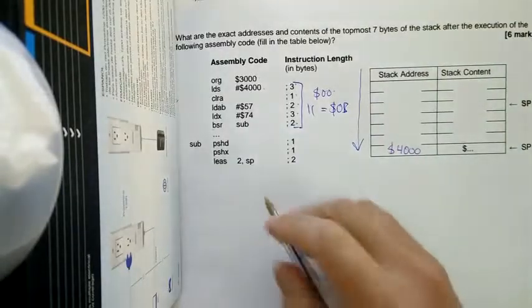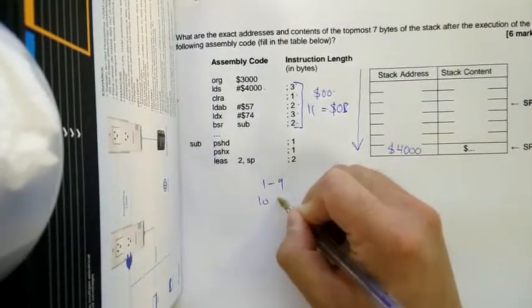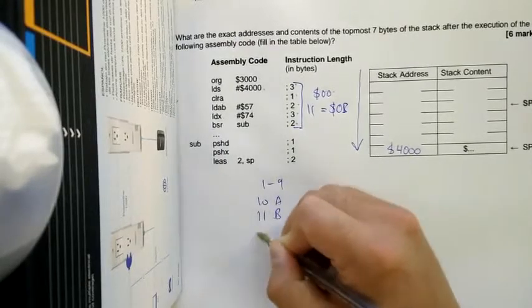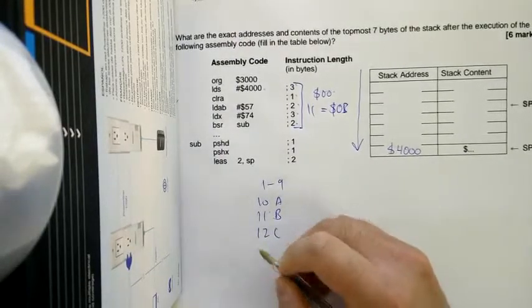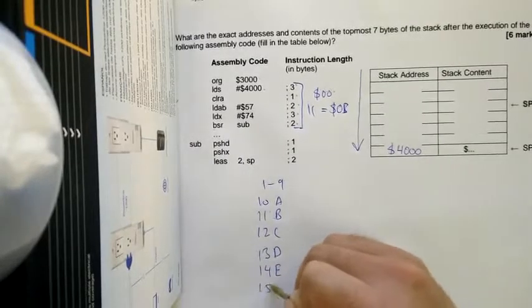Just a quick refresher: 1 to 9 is 1 to 9, and 10 is A, 11 is B, 12 is C, 13 is D, 14 is E, 15 is F.